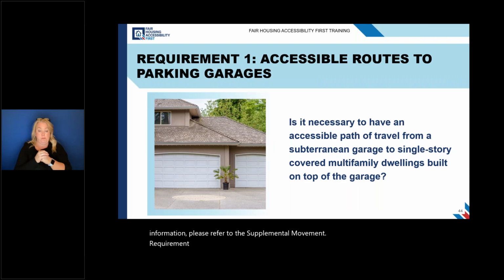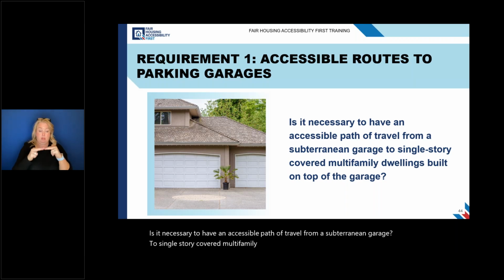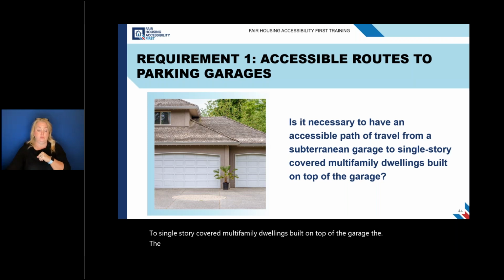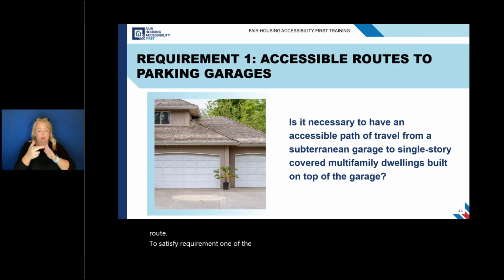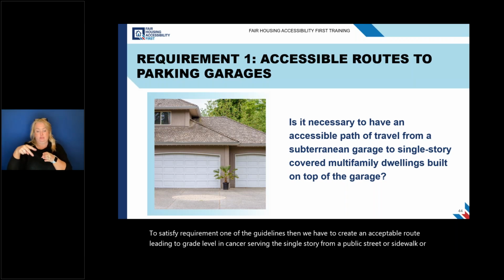Requirement 1, accessible routes to garages. The question is, is it necessary to have an accessible path of travel from a subterranean garage to single-story covered multifamily dwellings built on top of the garage? The answer is yes. The Fair Housing Act requires that there be an accessible building entrance on an accessible route. To satisfy requirement 1 of the guidelines, there would have to be an accessible route leading to grade level entrances serving the single-story dwelling units from a public street or sidewalk or other pedestrian arrival point.